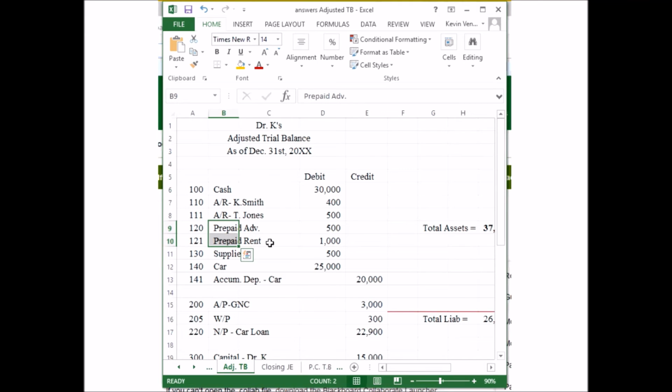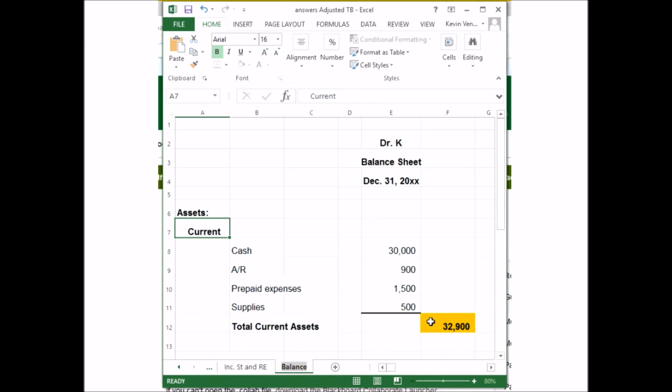Same thing with our prepaid accounts. The bank doesn't really care what it is that I've prepaid, whether it be advertising or rent in this case, just that I have services coming to me that I've already paid for. And all of these, we expect these to change at least once throughout the year. Usually more than that, though. Usually maybe even once a month.